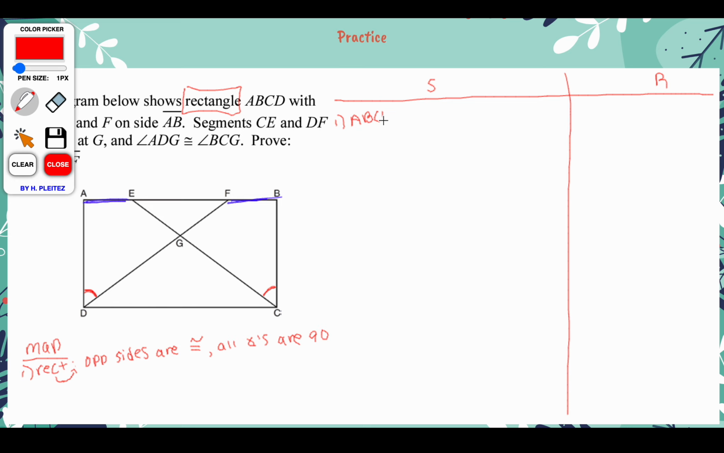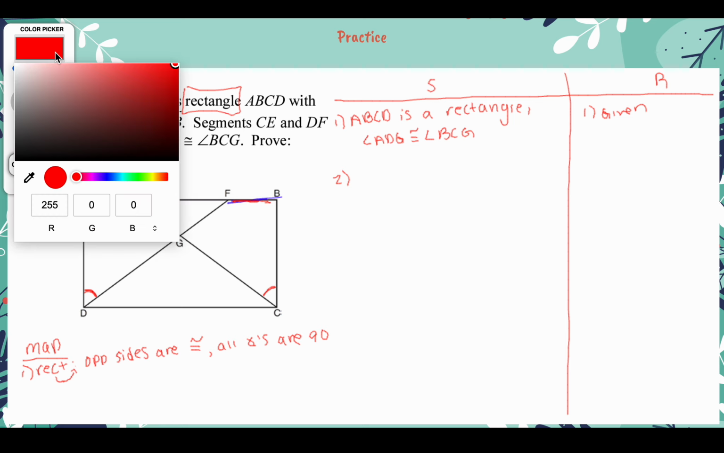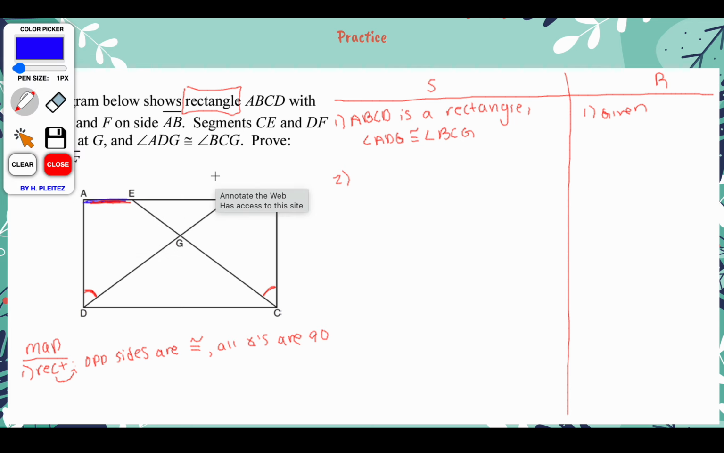So ABCD is a rectangle, and angle ADG is congruent to angle BCG. That's our given. And then right away, I'm gonna, or you know what? Let's actually evaluate this. So AE and BF, to me, again, those are not alone. They are not sides of any triangles alone. So let's see which sides they are a part of.